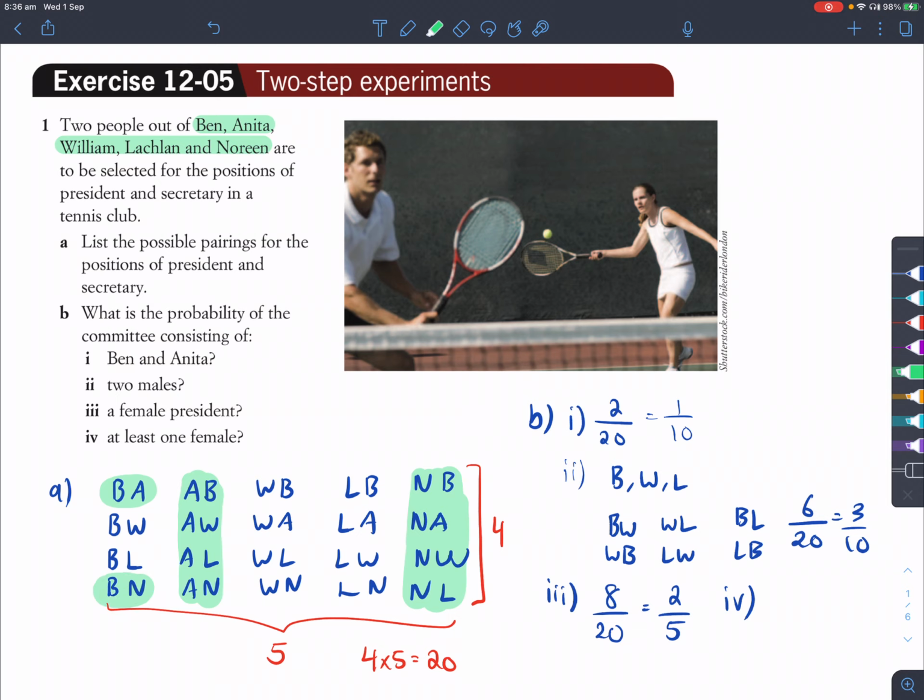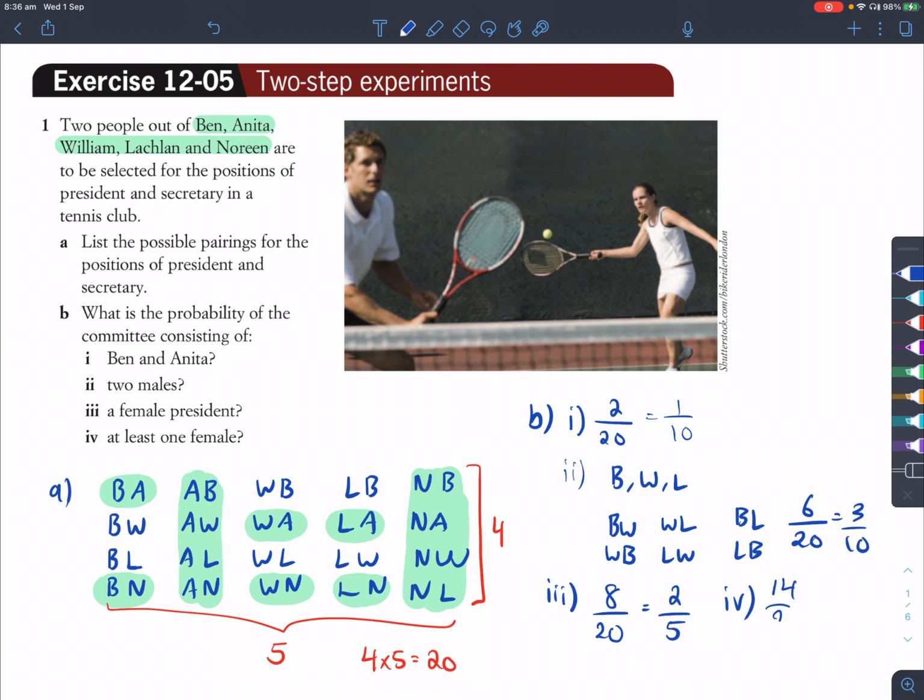So WB doesn't have it, WA does, WL no, WN yes. Okay, and then these 2, A and N, there we go. Okay, so as long as it has A or N in there, that's fine. Okay, because you either want them to be 1 female or 2 females. So how many is that altogether? That is 14 out of 20.